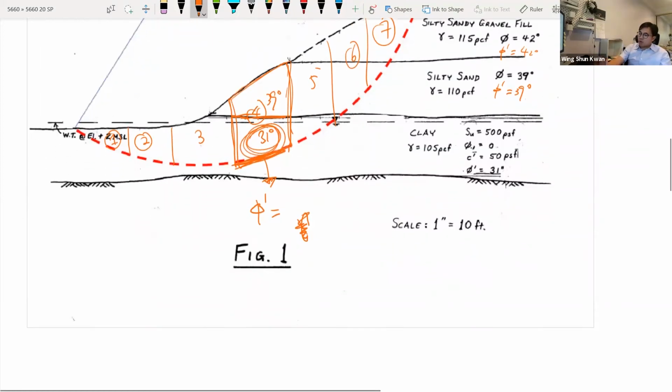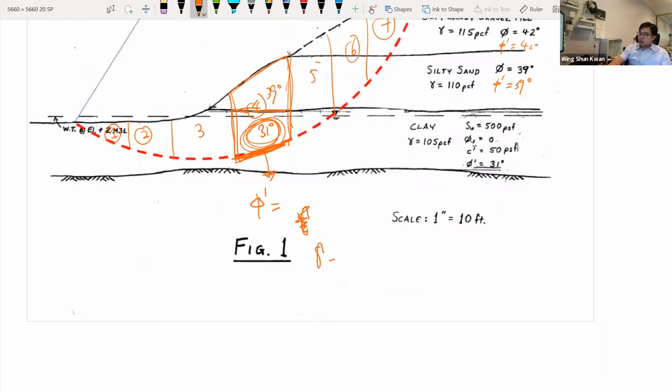And when you look at the unit weight, then you need to use the average. So I think the Bishop method will ask you to calculate the unit weight times the height. So you would take the center of the slice, and then you have H1, H2 right there. So any questions?